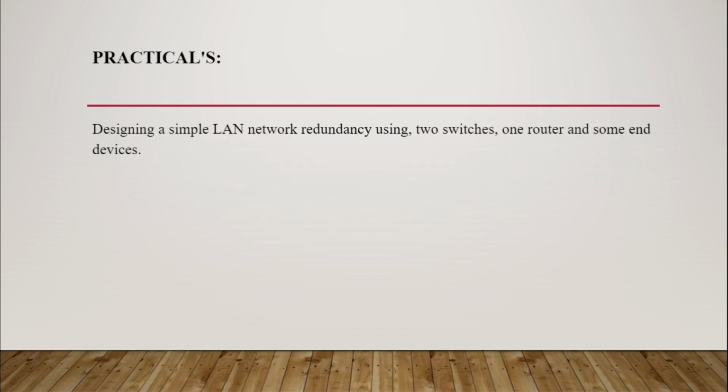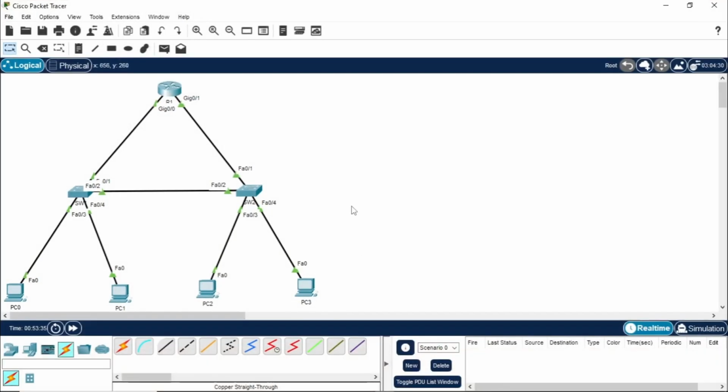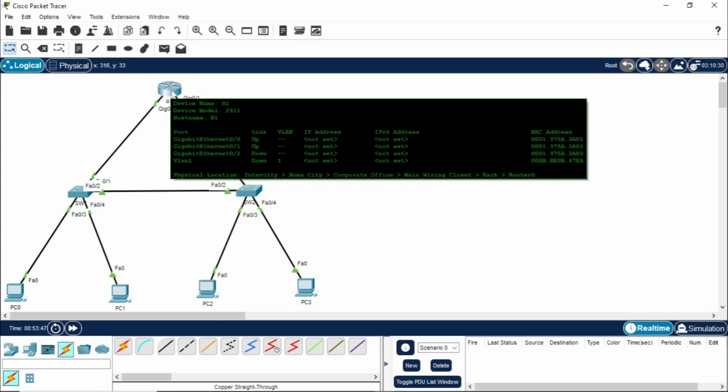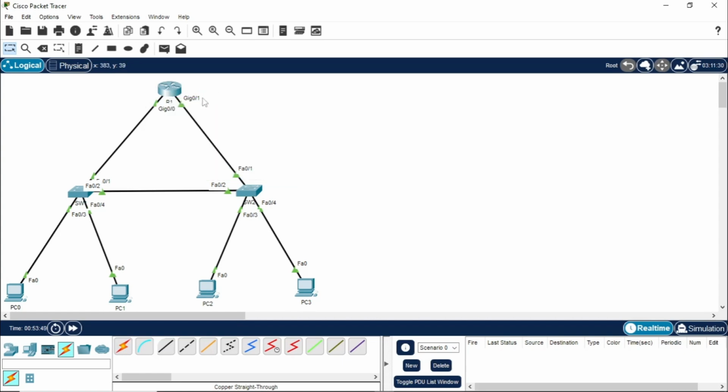Okay, moving on. Practicals. We are going to design a simple LAN network redundancy using 2 switches, 1 router, and some end devices. So let's choose. Okay, so this is our network. We have here a router and 2 switches, making the router at the top here our superior gateway or the root bridge.